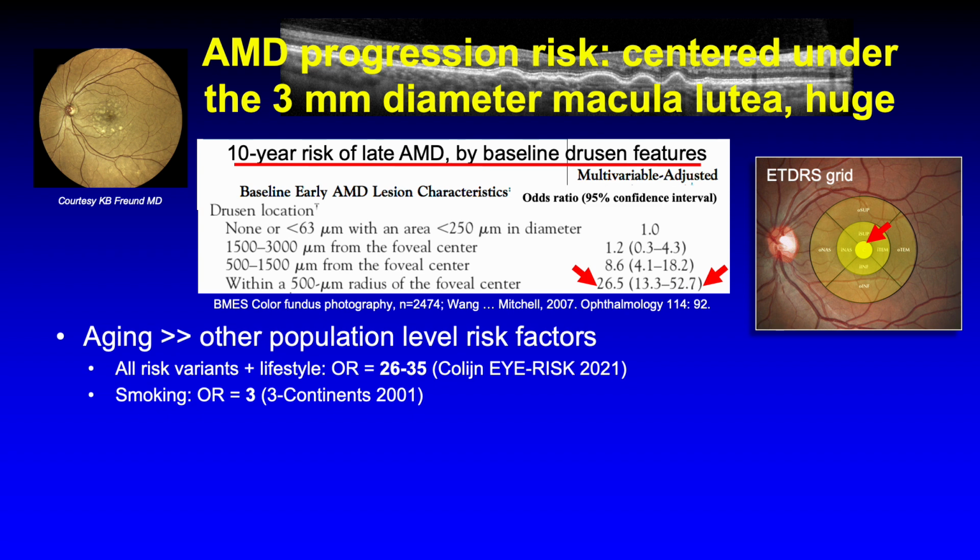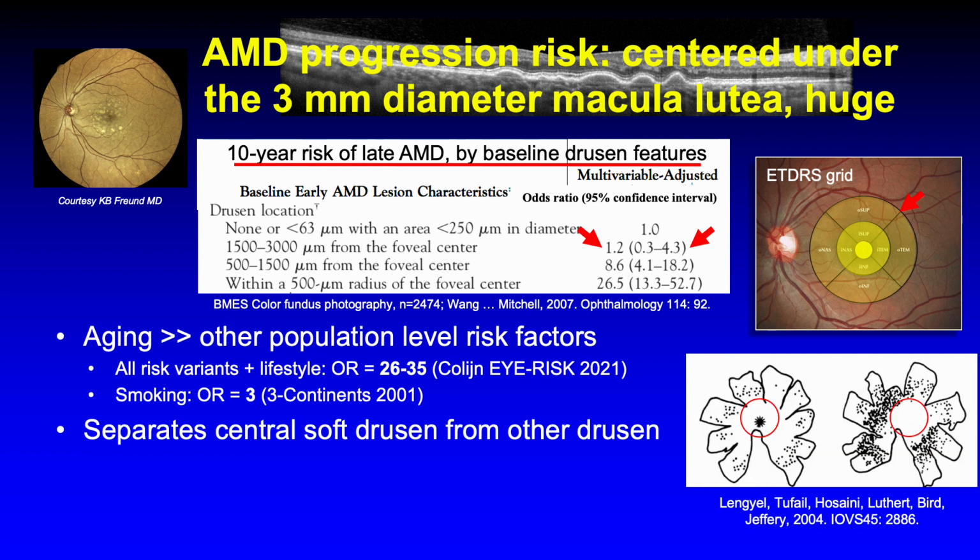Aging is much bigger than the other population-level risk factors. In fact, all the risk gene variants and lifestyle together get an odds ratio of progression in about the same range. For comparison, for smoking, an agreed upon risk factor, the odds ratio is about 3.